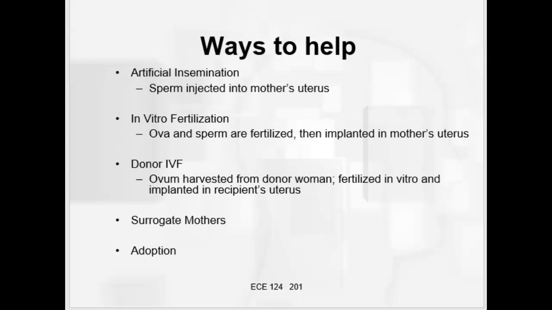There's a variety of ways to help couples or an individual have a child. There's artificial insemination, there's in vitro fertilization, there's donor, where a person donates either an ovum or the sperm or both. You can have a surrogate that carries the child for an individual or a couple, and then there's adoption.